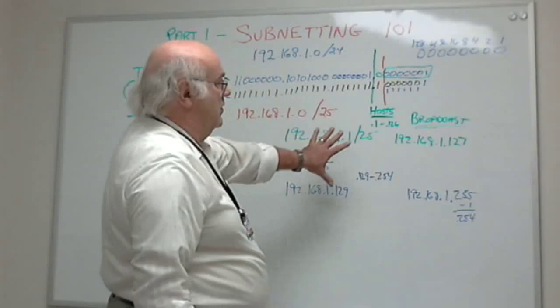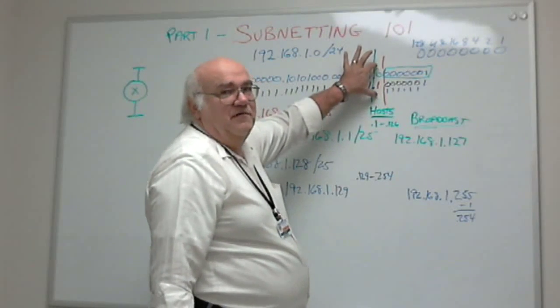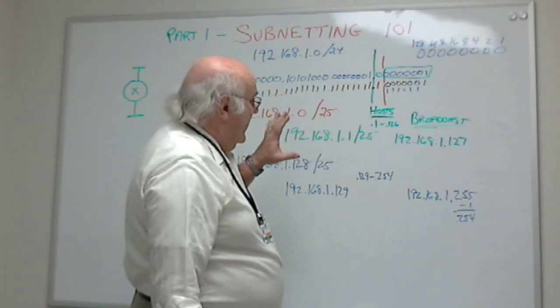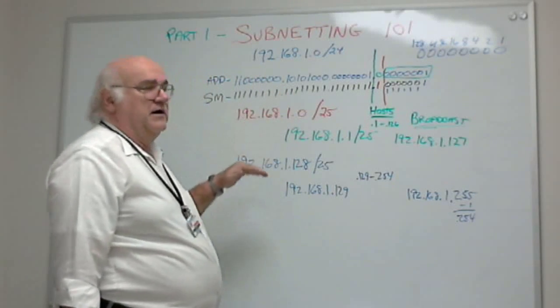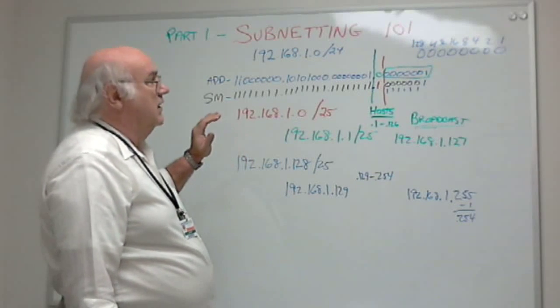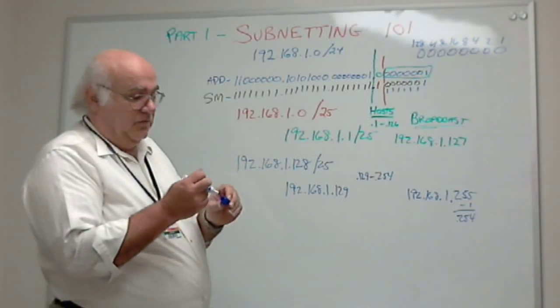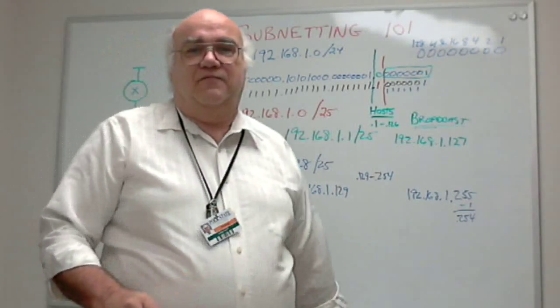So there's my two networks. All I did was take one bit away from the number of hosts I can have, and I got two completely different networks. In the next video, we're going to expand that. We're going to go to stealing 2 bits and then stealing 3 bits. So come on back for part 2.